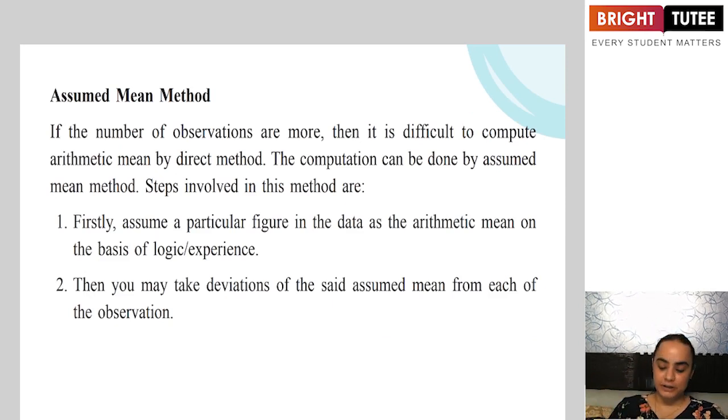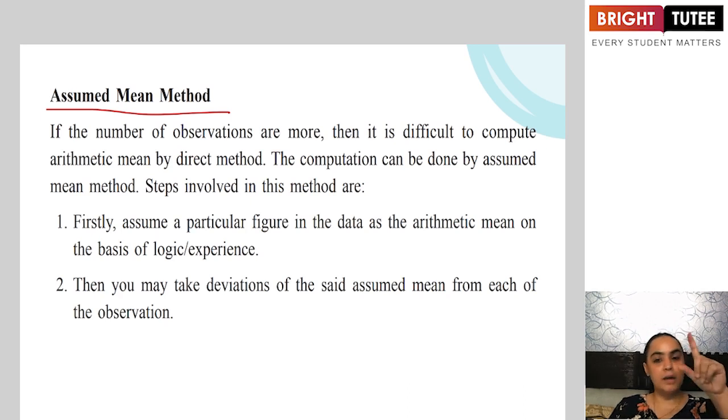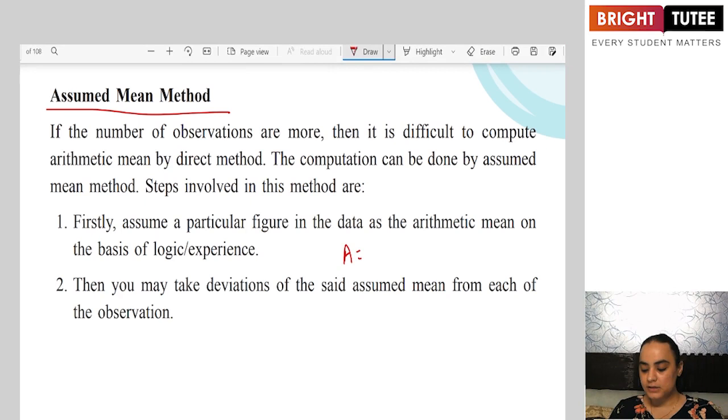Now, how do we calculate the mean using the assumed mean method? Assumed mean is the second method of calculating mean. At times, the number of observations in the series is very large, and because of that it is very difficult to calculate the mean using the direct method we have just learned about. So how can we calculate the mean? We first have to assume one number from the data given to us, and that is going to be called the assumed mean.